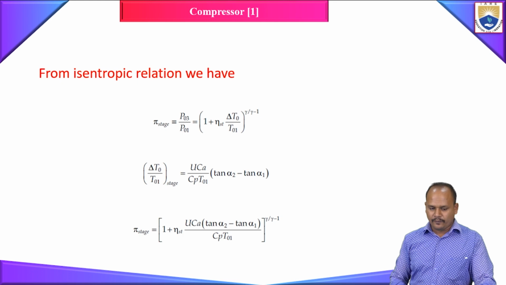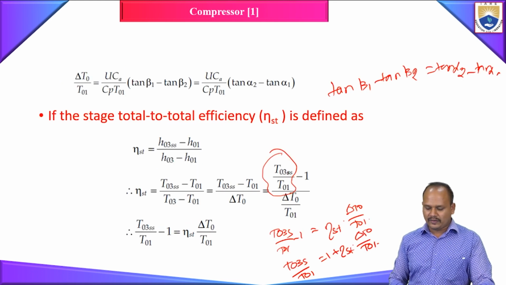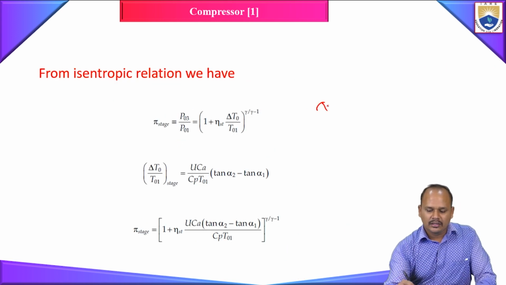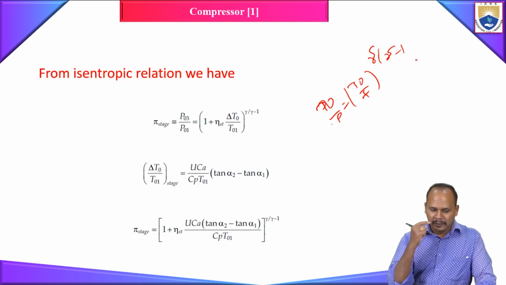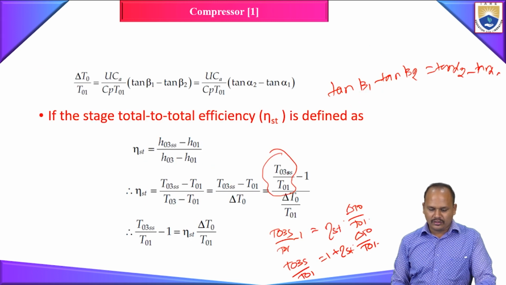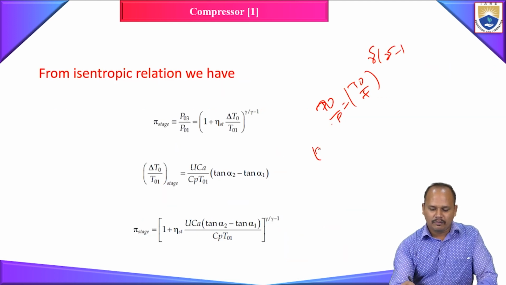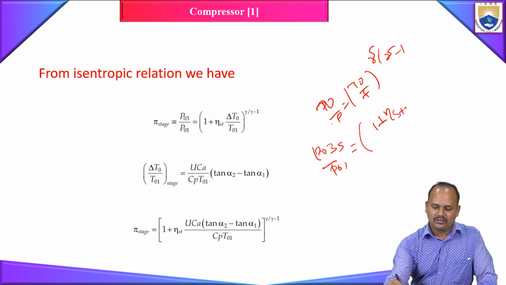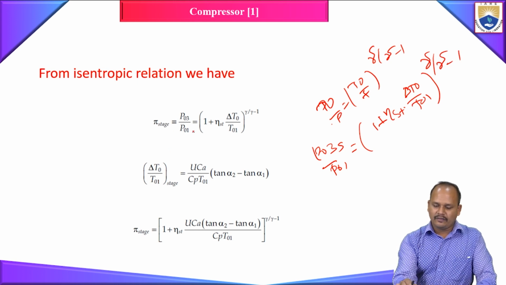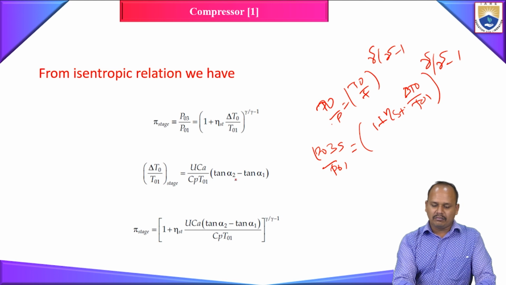Now here, T03s by T01 represents the isentropic process. We have the isentropic relation: T naught by T is equal to P naught by P power gamma minus 1 by gamma. This is the isentropic relation. So from T03s by T01, I can find out P03s by P01. Your P03s by P01 will be equal to 1 plus eta s into delta T naught by T01, the whole power gamma by gamma minus 1. We have this delta T naught by T01, which is U Ca by Cp T01 into tan alpha 2 minus tan alpha 1, or tan beta 1 minus tan beta 2.